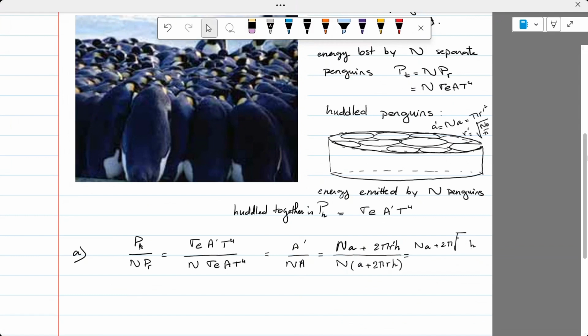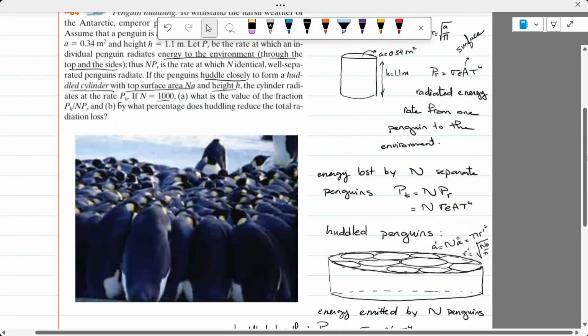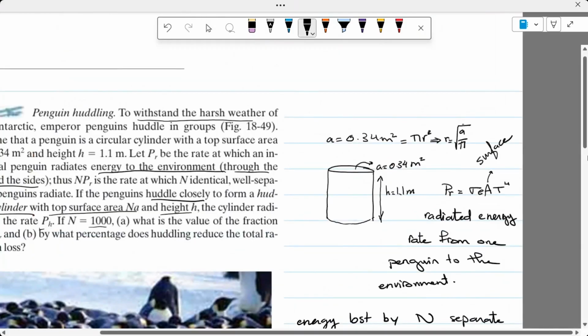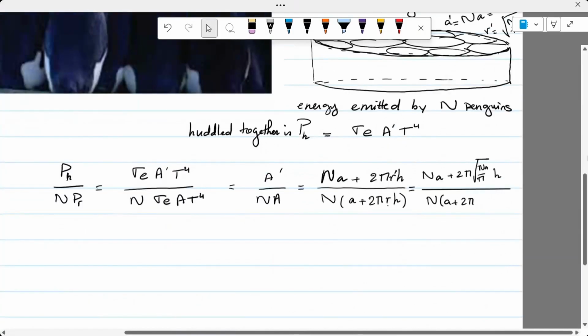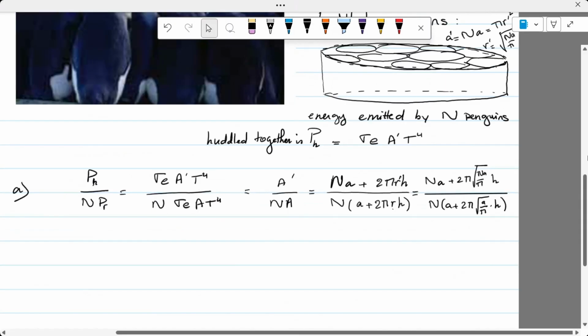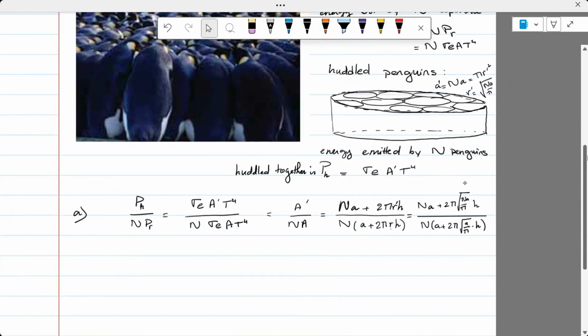So I just substituted R prime by radical NA over pi. And in the denominator, I have N times A plus 2 pi, the radius for the separate penguin, which is radical A over pi, times H. The rest is just substitution. We have the numerical values for everything.